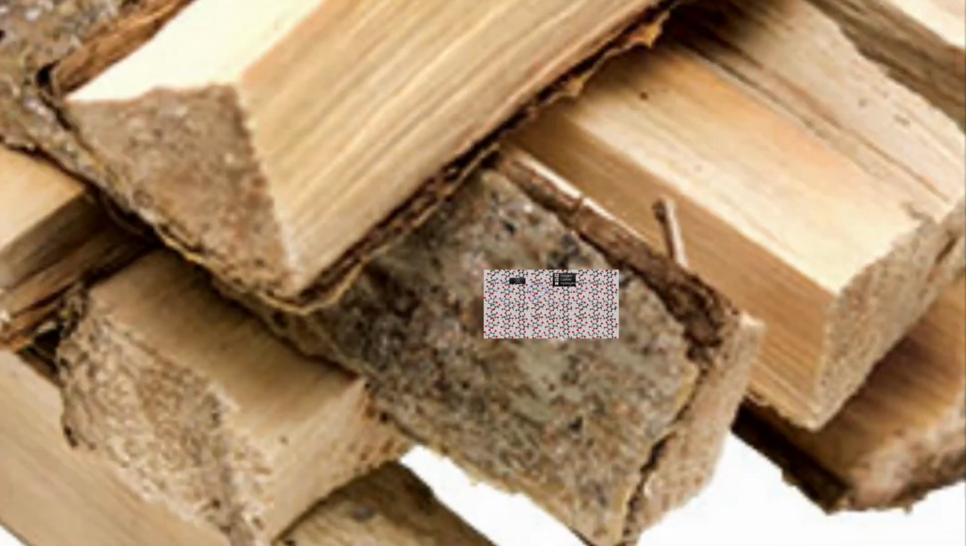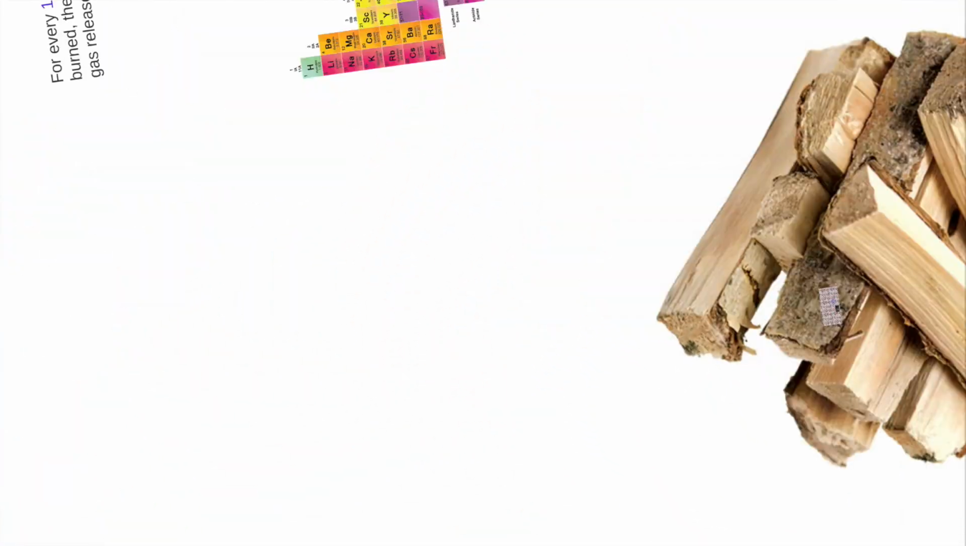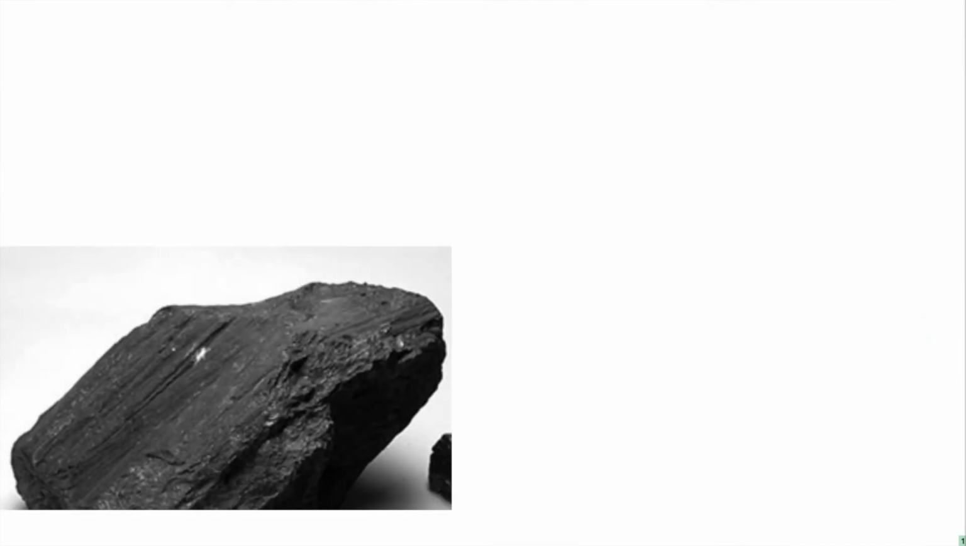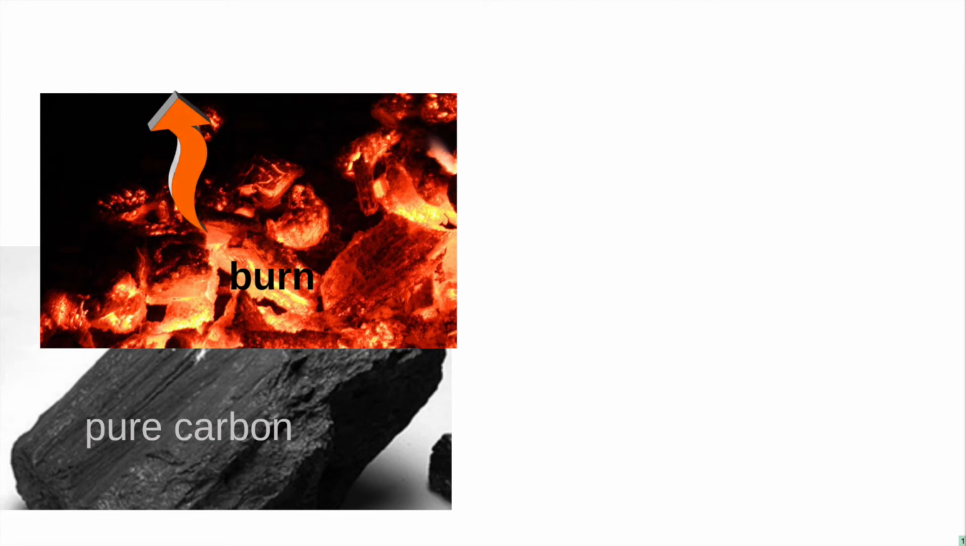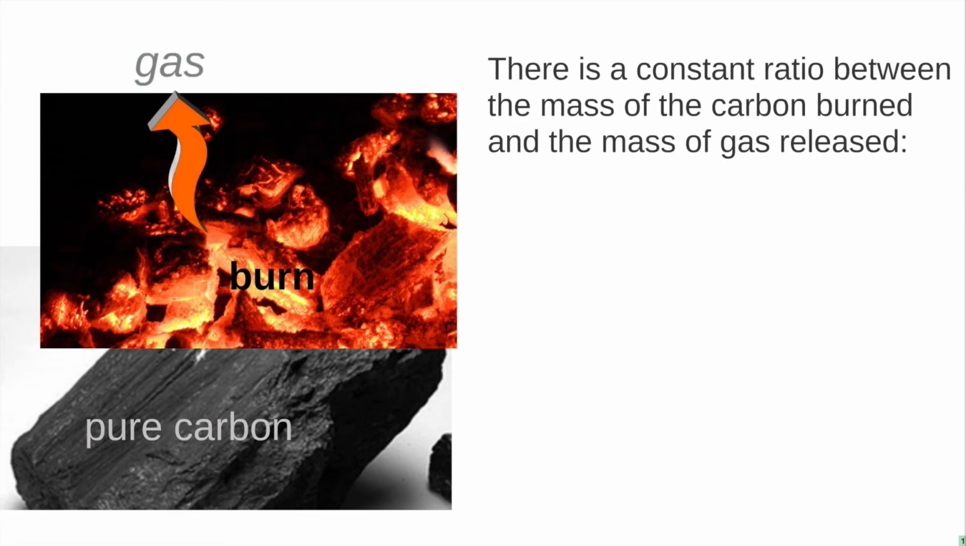Let's get back to our chemical reactions. Here's a big hunk of pure carbon. If we were to burn it, we'd give off a gas. Now it turns out there's a constant ratio between the mass of carbon burned and the mass of gas released. And that ratio is 3 to 11. So for every 3 grams of carbon you burn, you get 11 grams of gas.